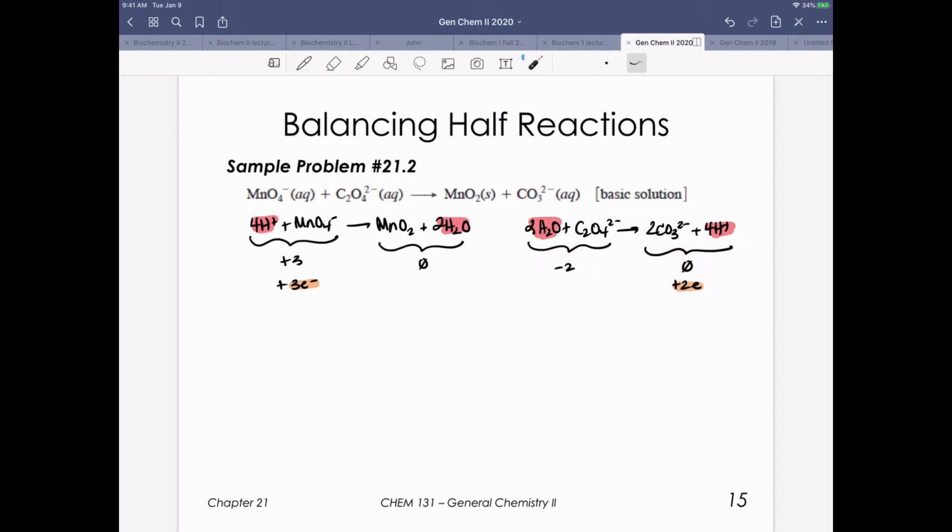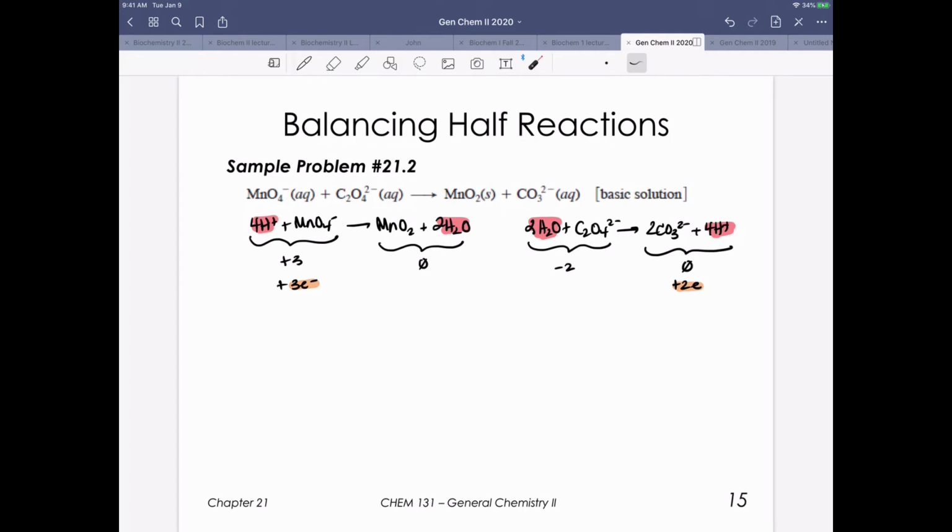All right, remember step 3 is going to be looking at these half reactions. So again, 4H plus MnO4 minus plus 3 electrons. This reduction half reaction has 3 electrons. This oxidation half reaction only gives up 2. So we're going to need to do some scaling here so that what's given up in our oxidation reaction is equal to what's taken on in our reduction half reaction.